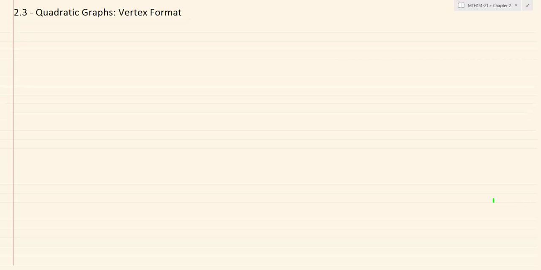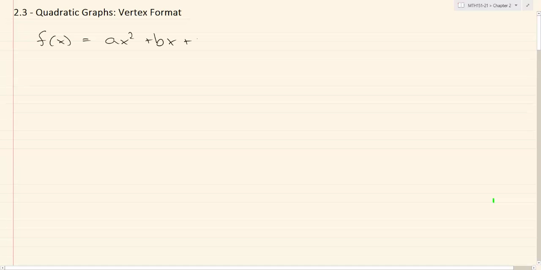All right, today we're going to do the 2.3 quadratic graphs vertex format. f(x) equals ax squared plus bx plus c. And we said this was standard format. And we gave you a function that was in standard format. We said something like y equals x squared plus 3x plus 2.